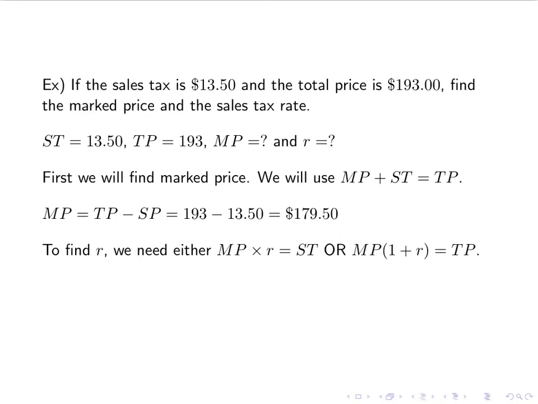Next, we're going to need R. There are two equations that involve R, and since we found the marked price, we can use either of them. So we have ST, TP, we found MP, so we can use either of these two equations. This one's easier, so we're going to use that one. R equals ST divided by MP, so again I'm solving for R.